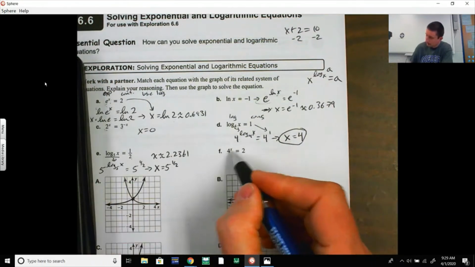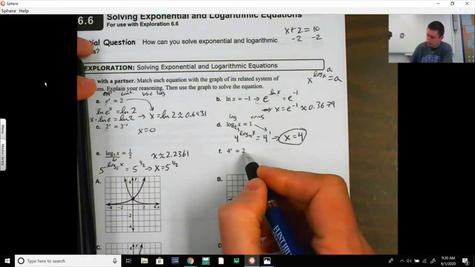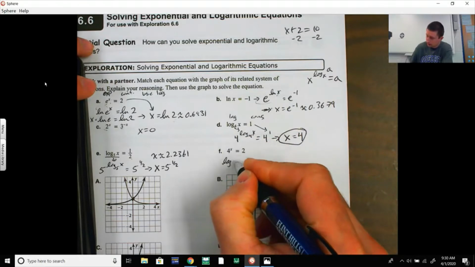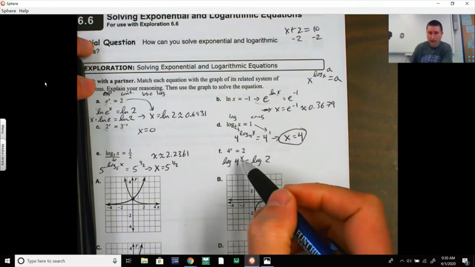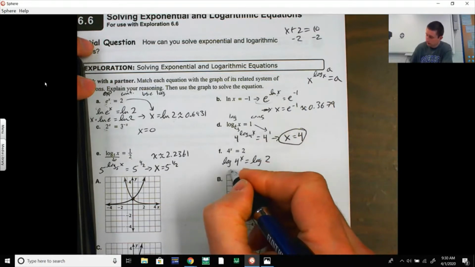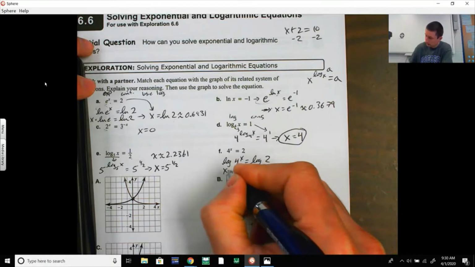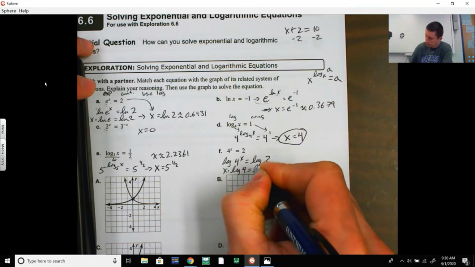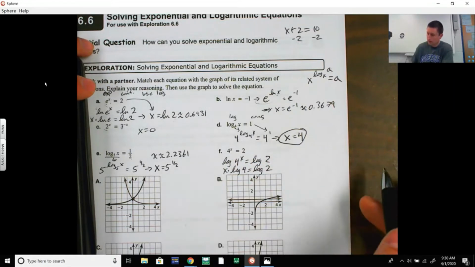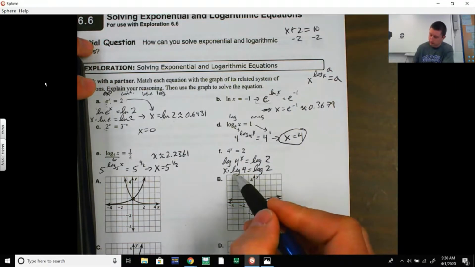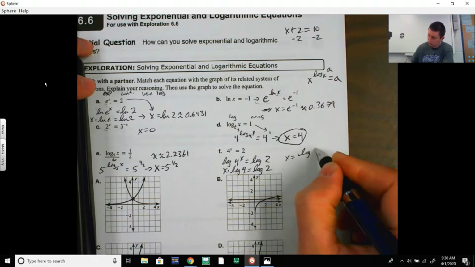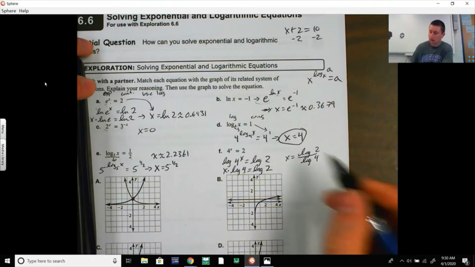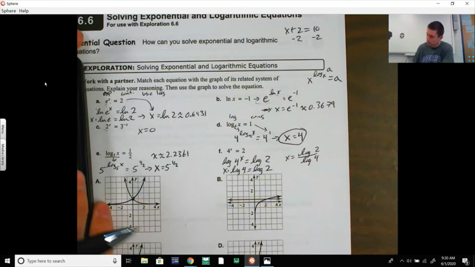Okay, 4 to the x equals 2, so exponential and a constant, we're going to take the log of both sides. Log of 4 to the x equals the log of 2. Make your frog jump the log. So x times the log of 4 equals the log of 2. And now how you finish it is you're going to divide both sides by the log of 4. So x equals the log of 2 divided by the log of 4. You do not reduce 2 over 4. Remember, it's the log of 2 divided by the log of 4.